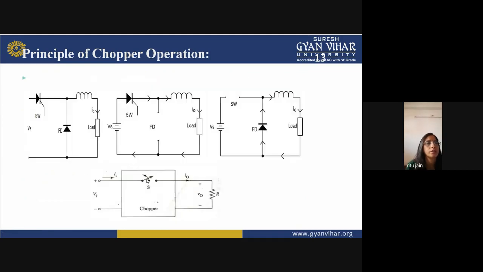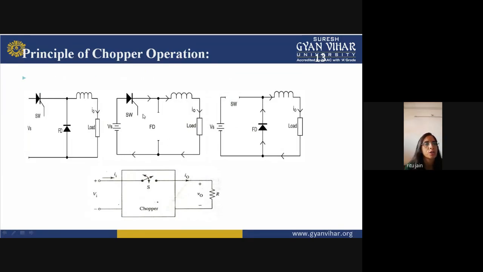So you can see in the diagram that one switch is connected to the DC voltage, and a freewheeling diode is connected in parallel with your load. A series inductor is also connected. When this switch is turned on, the freewheeling diode will be in reverse bias. So the current will be carried by this switch to the load, and the cycle will complete.